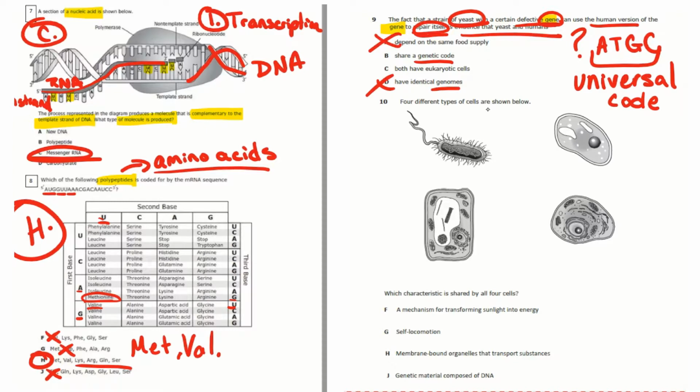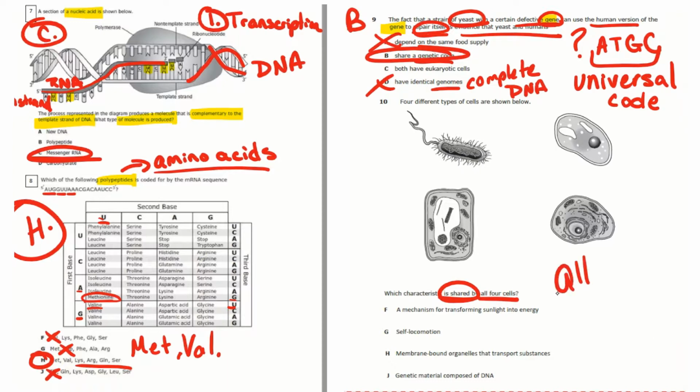The genome is basically the complete DNA, and they're not going to have identical DNA because they're very different from each other. Okay, so it would be letter B. All right, number 10. Four different types of cells are shown below. Which characteristics are shared by all four of these cells? What is shared by all of them? It goes back to what we just talked about, where all DNA in all organisms has the universal code, meaning all organisms carry genetic information.